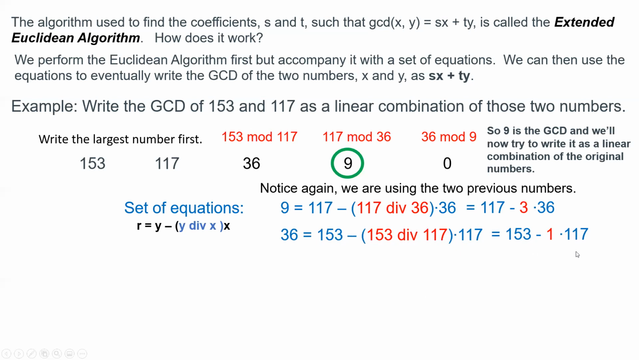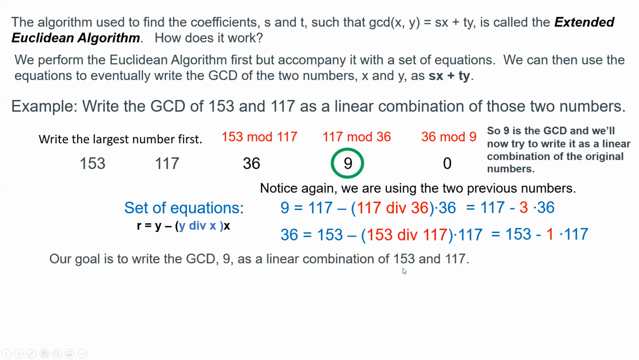Okay, so what have we done? We've come up with two little equations, and 36 has been written in terms of those two numbers that we care about. But we need to see how 9 can be written in terms of those two numbers. We've got this going for us here, so we're going to do some substitutions. I just wanted to show that on each of these equations, we're always using those two previous numbers.